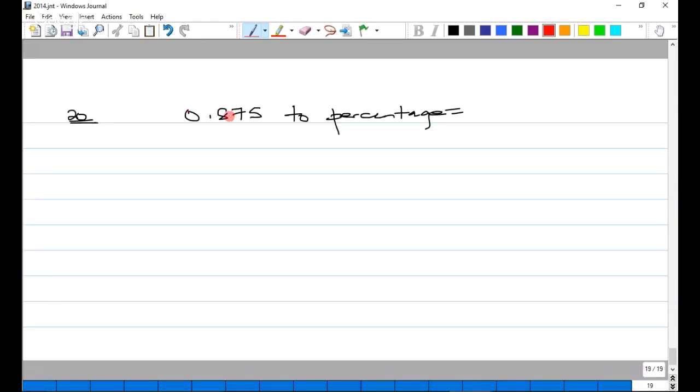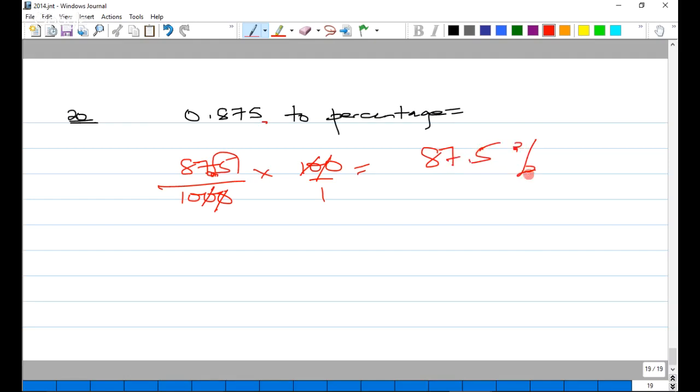We have 0.875 as a percentage. What does 0.875 look like as a fraction? It's actually 875/1000. I'll multiply that by 100/1, and we will reduce, 0 cancel 0, 0 cancel 0. 875 divided by 10 means we're going to move our decimal point 1 place to the left. My answer would be 87.5%.